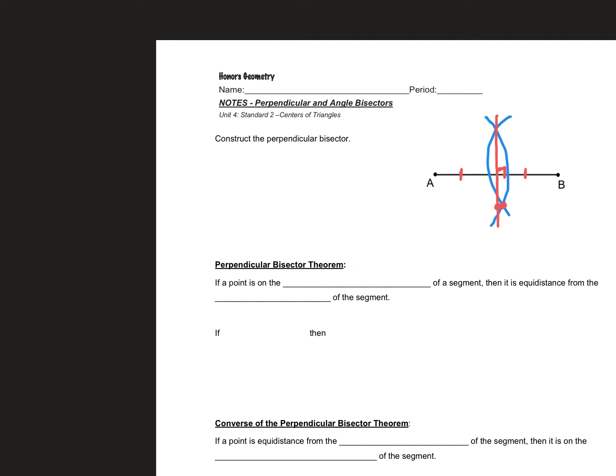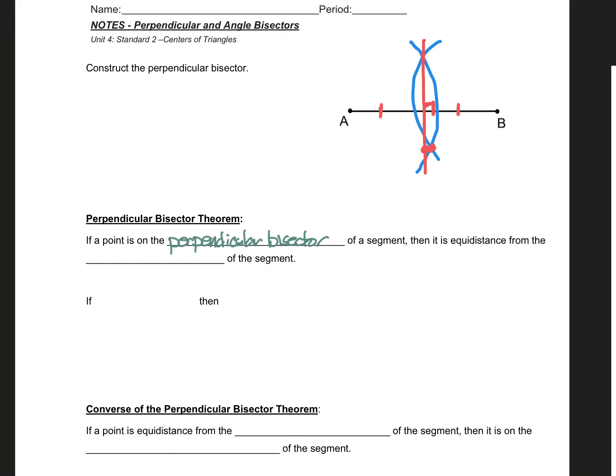So what can we determine about perpendicular bisectors? If a point is on the perpendicular bisector of a segment, then it is equal distance, or equidistant, from the endpoints of the segment, right? So if we have a point anywhere on this perpendicular bisector, it's going to be equal distance from the endpoints. So we're going to draw a picture for that in just a moment, but let's get that word in there.